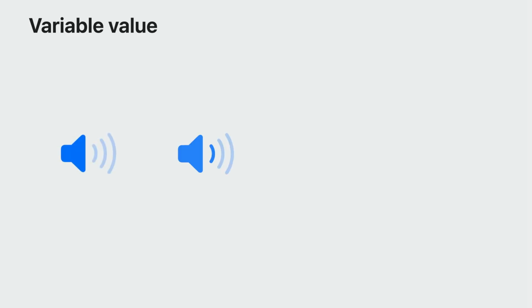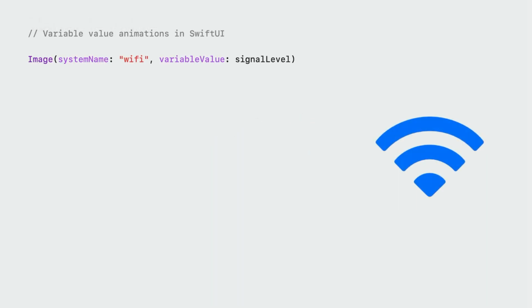Finally, let's talk about variable value. iOS 16 and macOS Ventura introduced variable value as another dimension for symbols, representing concepts like volume levels and signal strengths. In iOS 17 and macOS Sonoma, we are making it super easy to crossfade between arbitrary variable values. In SwiftUI, you don't need to do anything at all.